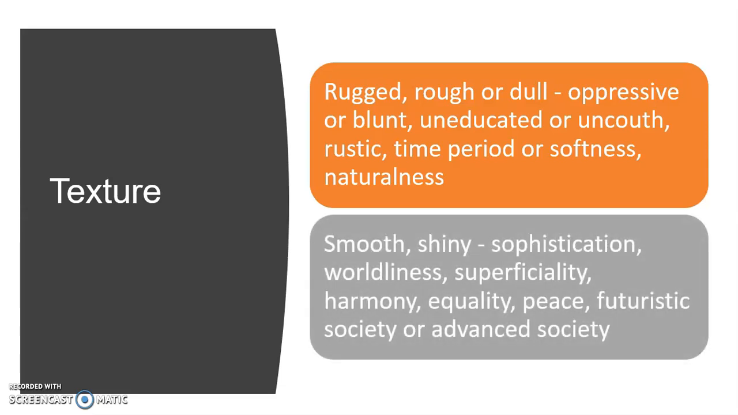If something is smooth and shiny, it tends to reflect sophistication, worldliness, or superficiality, harmony, equality, peace, futuristic society, or advanced society. Notice some of these things are very different. So again, it's not a rule set in stone, it's a tendency. These are a place to get you started in your analysis. You can't assume this is what it means, but this is a place to get started.